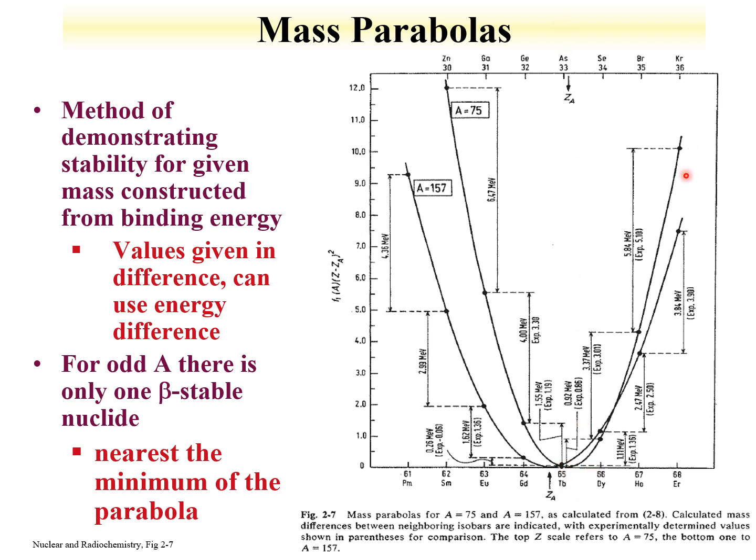If we go to the 157, we're looking at the lanthanides, we see a similar trend. So what this shows is it's a way of plotting the energy from one isotope to another. And it also clearly identifies those stable isotopes. Those are at the bottom of the mass parabola. And for odd A isotopes, there's only one beta stable. And for even A isotopes, sometimes there will be multiple beta stable isotopes.